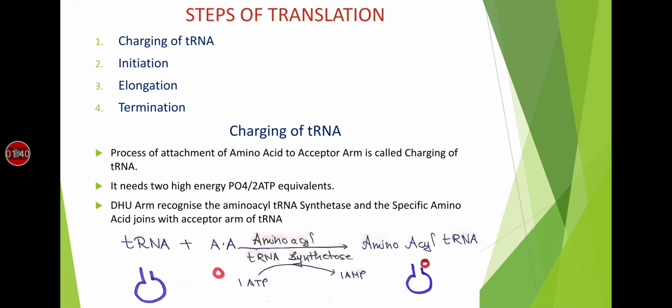In the particular diagram, we can see that tRNA binds to a particular amino acid and forms amino acyl tRNA with the help of an enzyme, amino acyl tRNA synthetase. It is a very crucial enzyme which helps in this process. So this charging of tRNA is a high energy requiring process. It needs two high energy phosphate, or we can say two ATP equivalents. The DHU arm of the tRNA recognizes this enzyme, this amino acyl tRNA synthetase, and this is when the specific amino acid joins with the acceptor arm of tRNA.